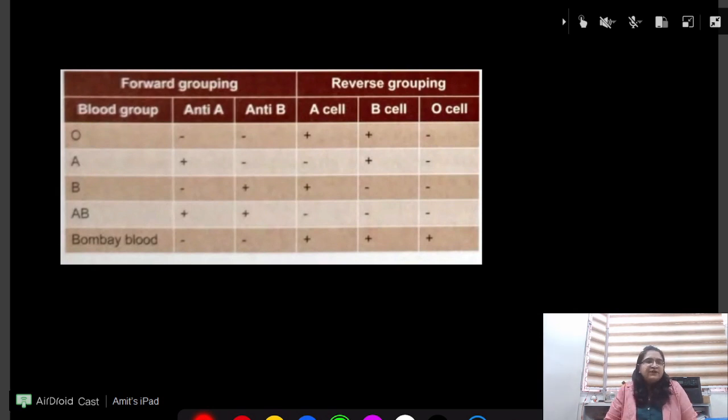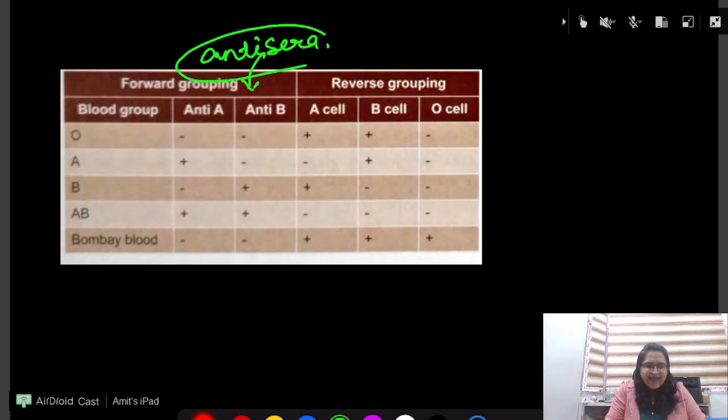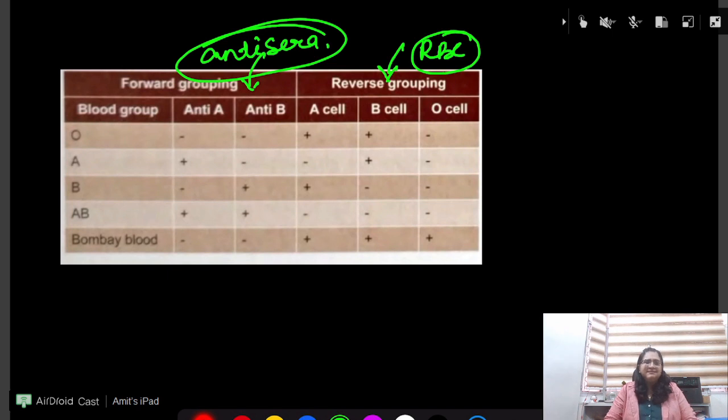Next, beta, this is the forward grouping. In forward grouping, what do you add? In the forward grouping, you are adding the anti-sera. Right? In the reverse grouping, you are adding the RBCs. Right? So that is the difference. So forward grouping, please remember, if you have A blood group, then if you add anti-sera A, it is going to agglutinate. Anti-sera B, it is not. Right? For O, even if you add anti-A, anti-B, it is not going to agglutinate.